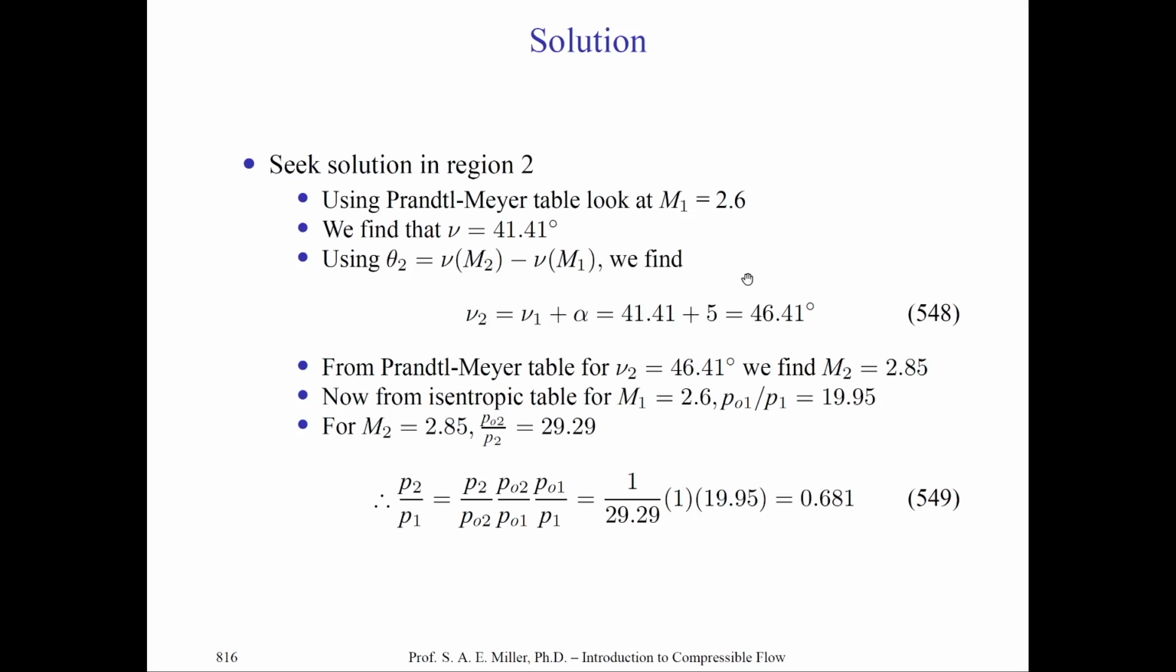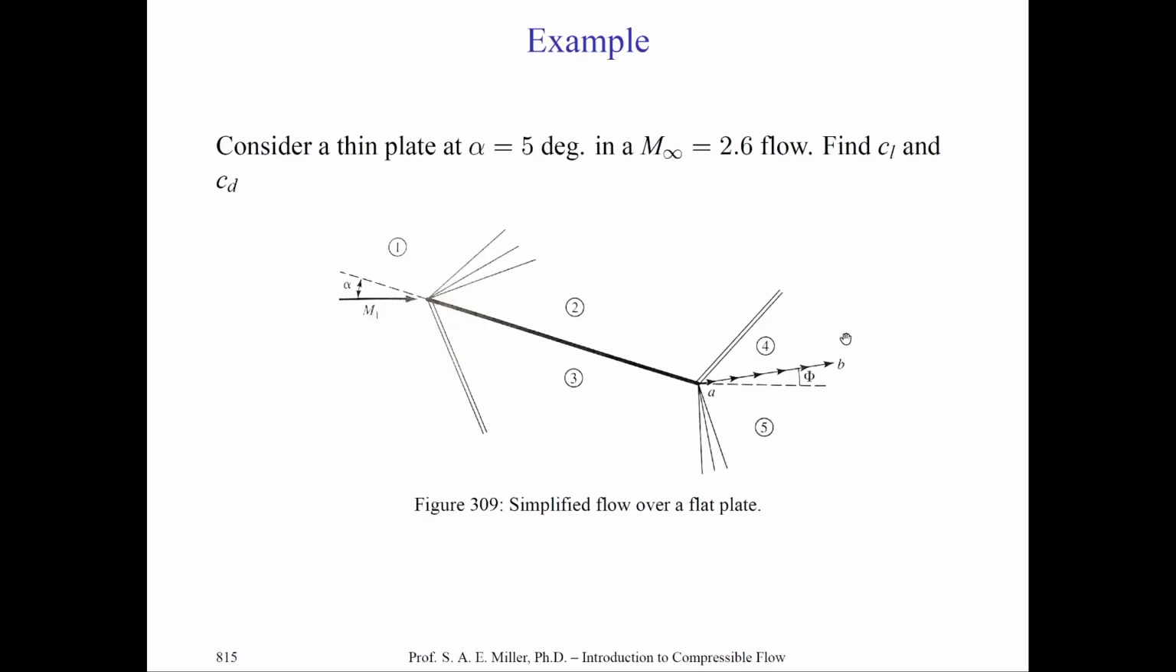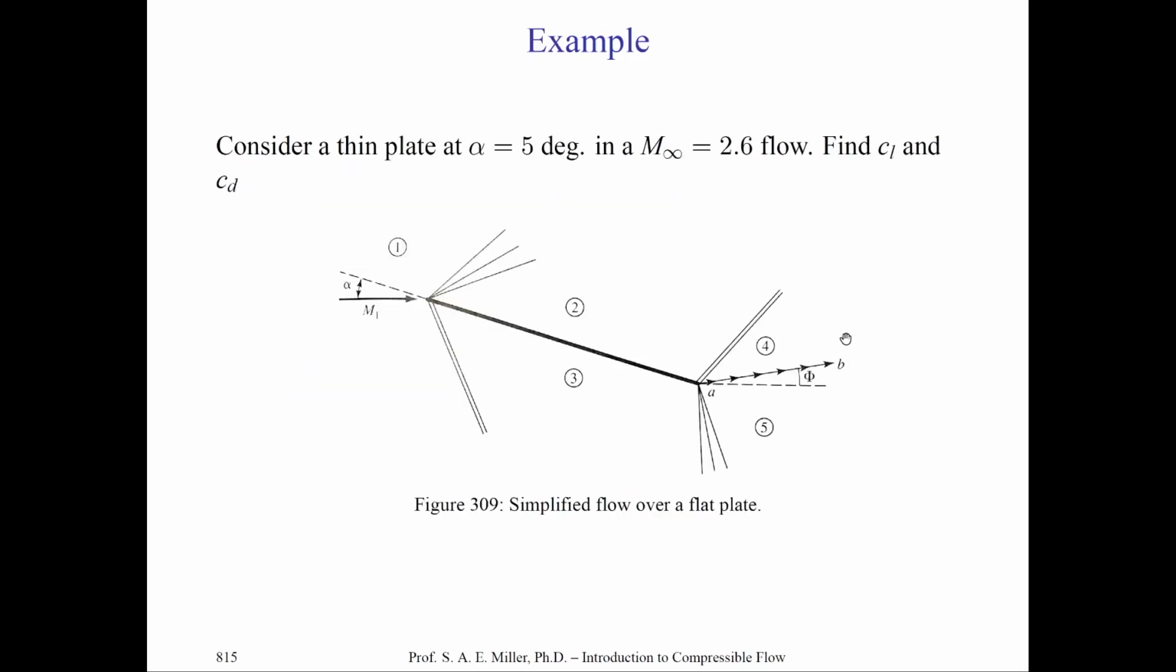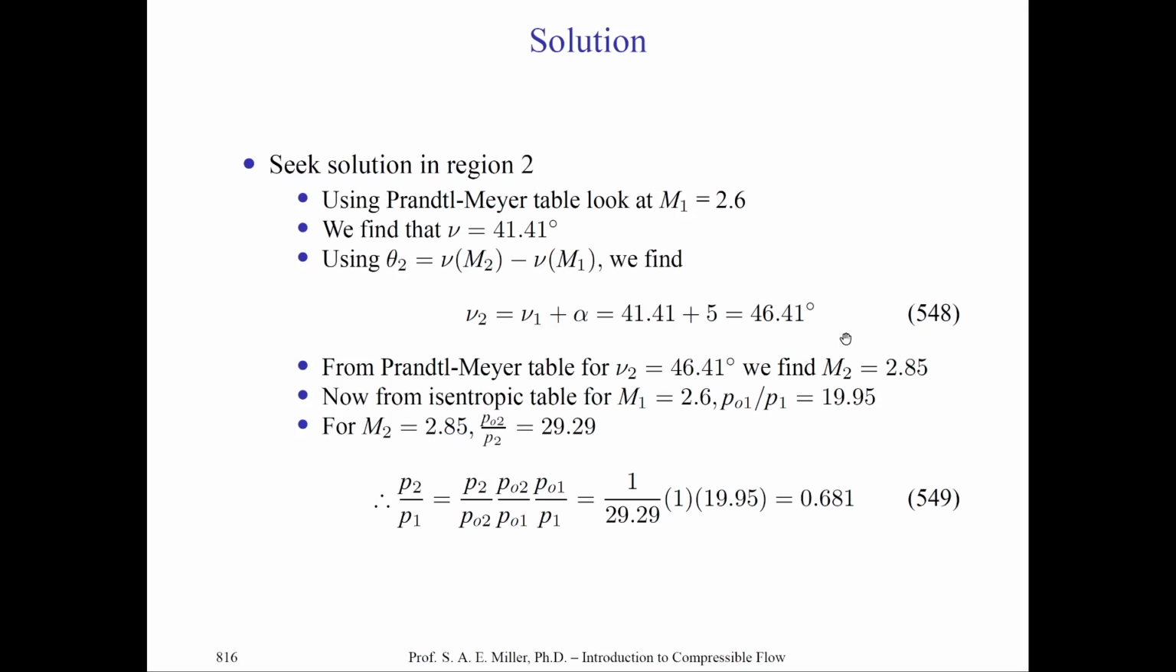Now, we go back in our tables or solve the Prandtl-Meyer equation for 46.41 degrees, and you'll find in a corresponding row or evaluation of the table or equation, M2, the Mach number in region 2, is 2.85. Notice we went from Mach 2.6 in region 1 to indeed Mach 2.85 in region 2. Okay, well that's great.